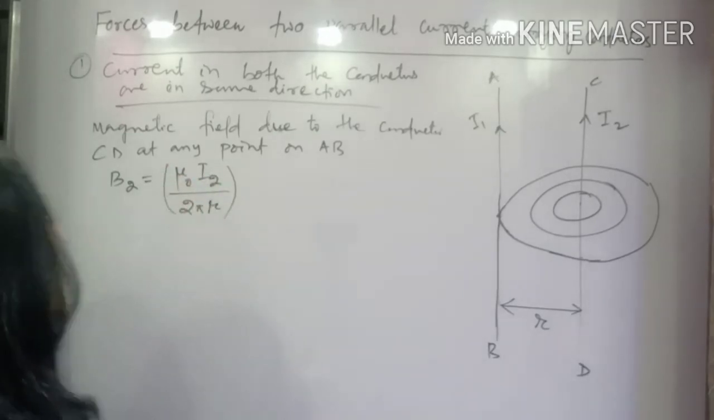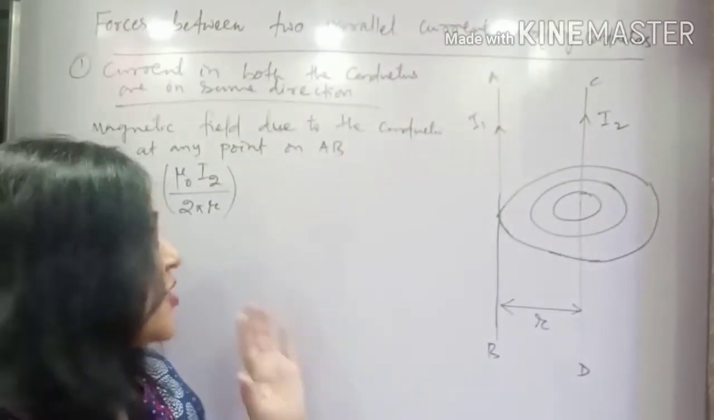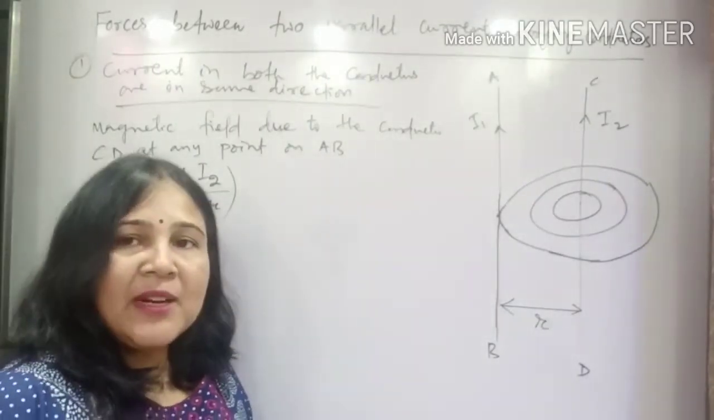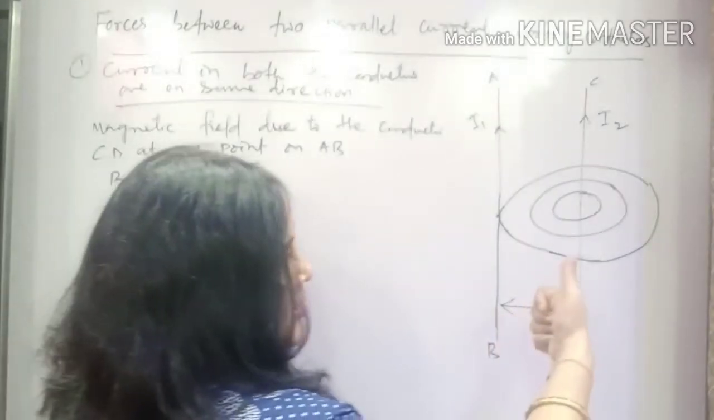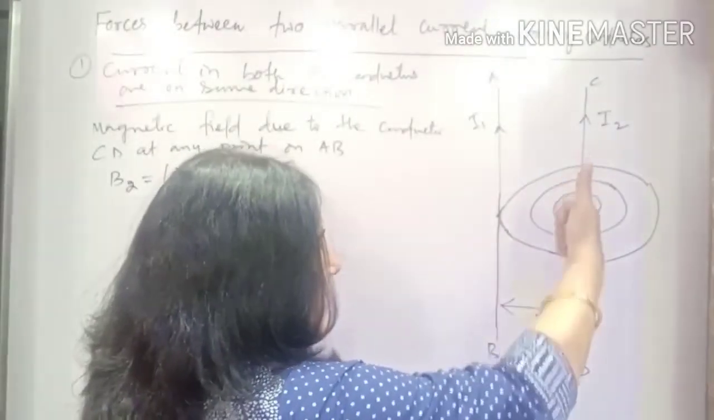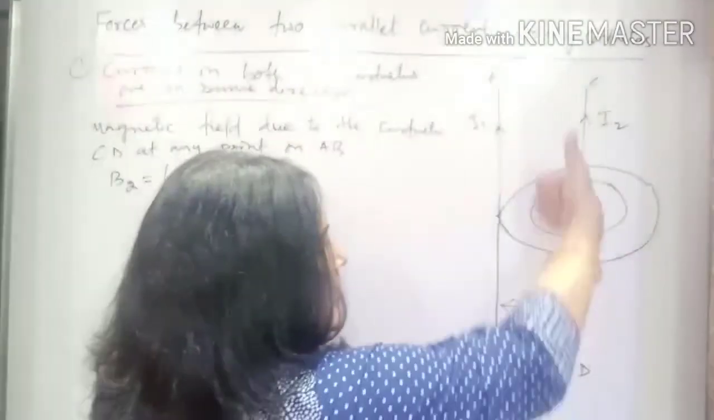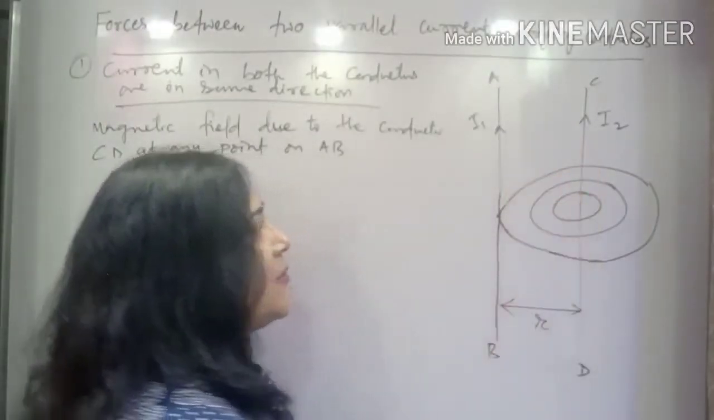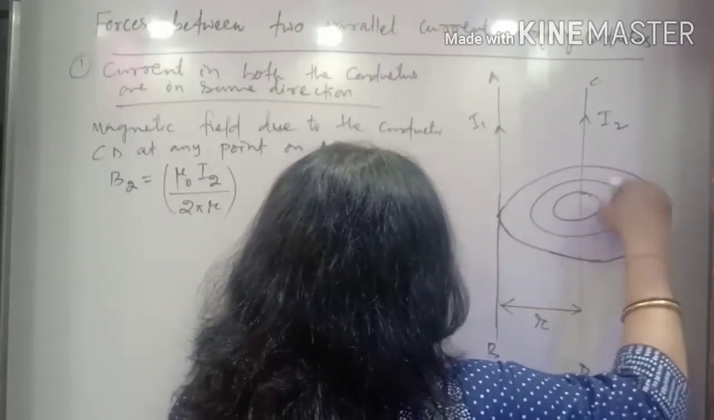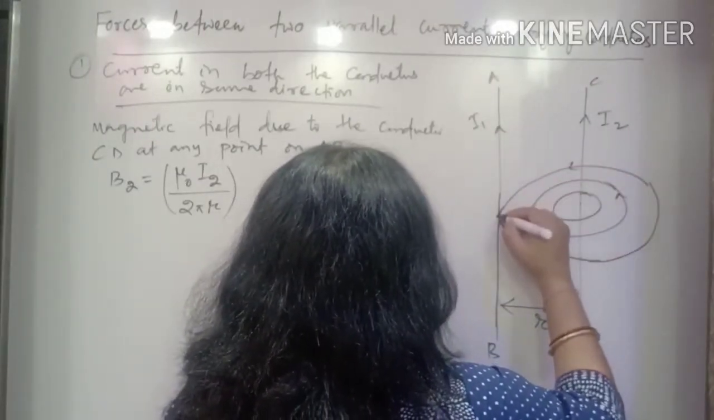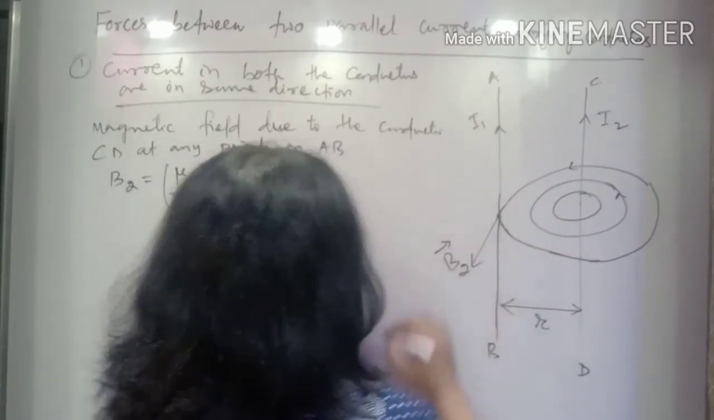So this is the magnitude of the magnetic field produced due to this conductor CD. And to find the direction of this magnetic field, we follow the same right hand thumb rule. As the statement says, you hold this conductor CD with your right hand and the thumb points towards the direction of the current. Then the curl of the fingers gives you the direction of the magnetic field. So the magnetic field is going this way. This is B2's direction.